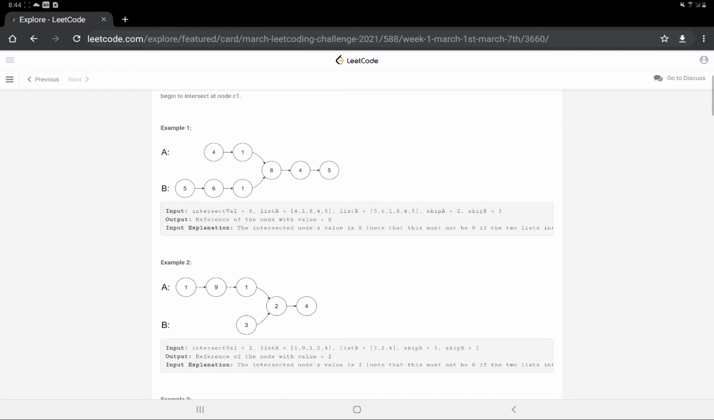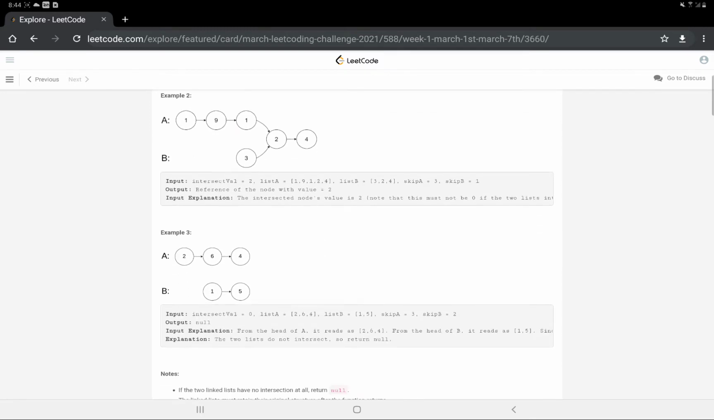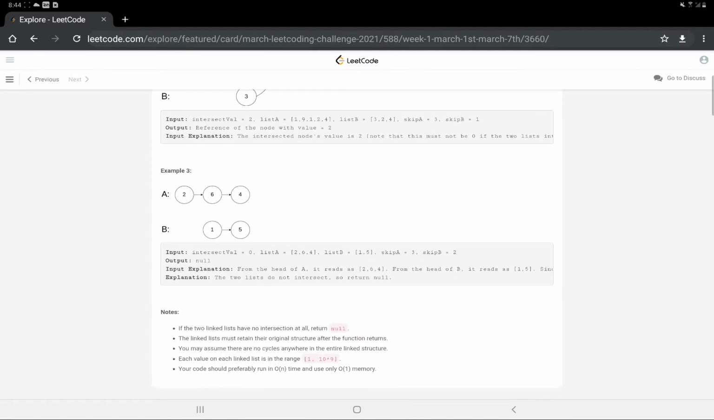Let's see what other constraints we are given. It might be the case that we don't have an intersection, so we have to look for that. If the two linked lists have no intersection at all, like in this case, then we have to return null. And the linked lists must retain their original structure after the function returns, so we cannot apply sorting. If we apply sorting, the structure of the linked list will change. This is something we have to keep in mind.